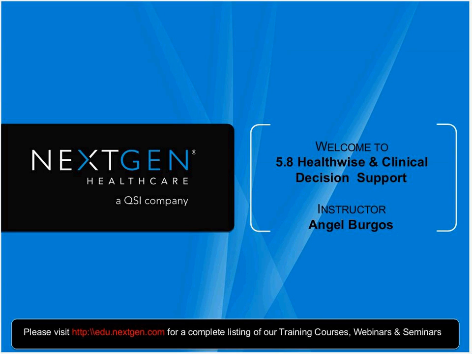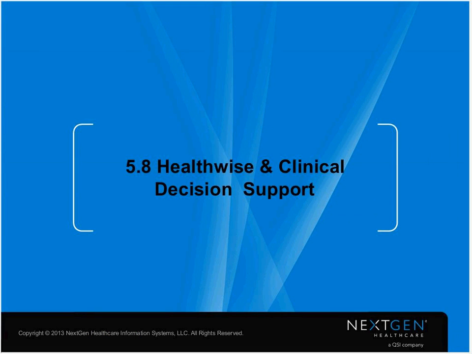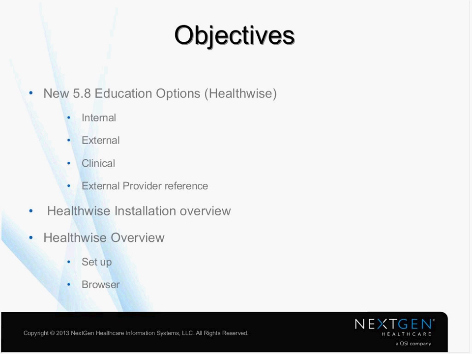So there are some options here, some things that we're going to take a look at. Let's just stay in PowerPoint for right now. Obviously, we're going to cover the 5-8 Healthwise and clinical decision support information. Our objective: new 5.8 education options for Healthwise. All right? We have 4 different options. You have your internal option, your external option, you have your clinical decision support, and your external provider reference. Each one means something different.